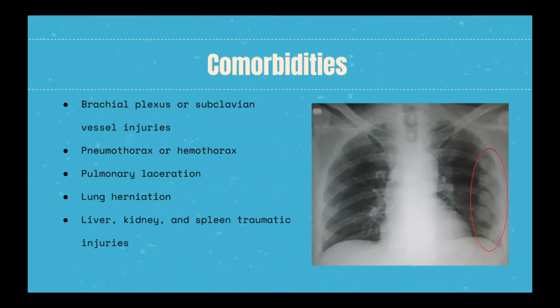And a comorbidity is when 2 or more medical conditions are present at the same time in one patient. So with rib fractures, a brachial plexus or subclavian vessel injury can occur, a pneumothorax, which is air between the lungs and the chest wall, a hemothorax, which is blood in the pleural cavity, pulmonary laceration, lung herniation, and then liver, kidney, and spleen traumatic injuries.